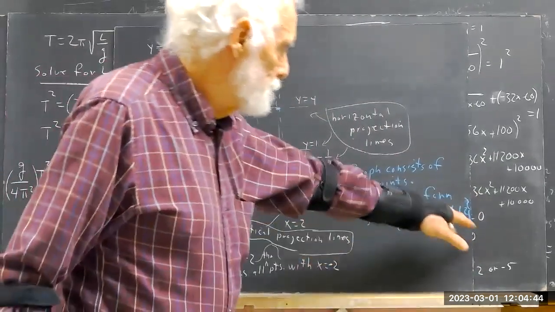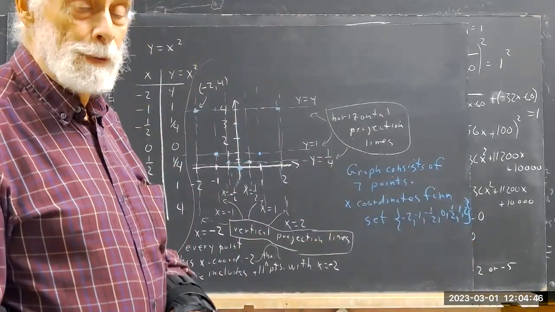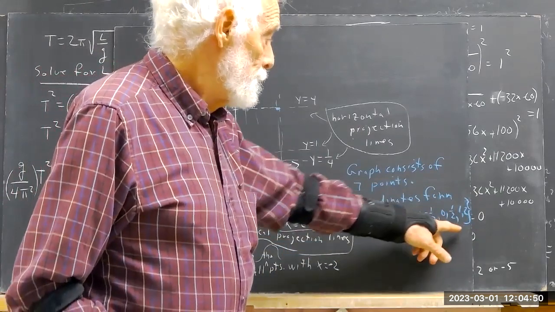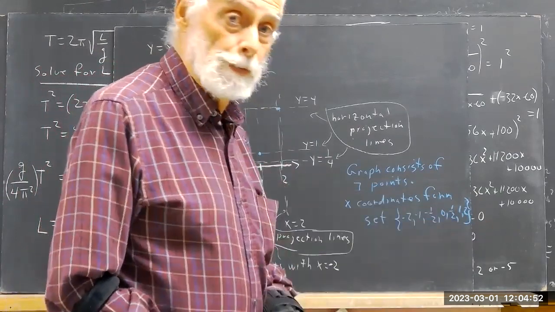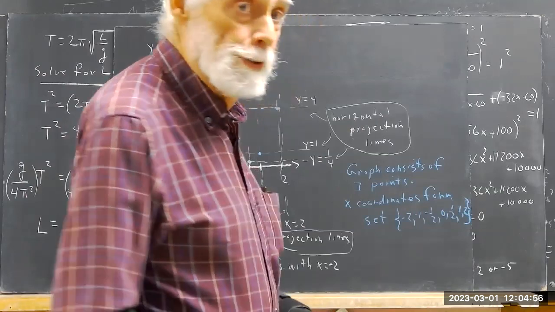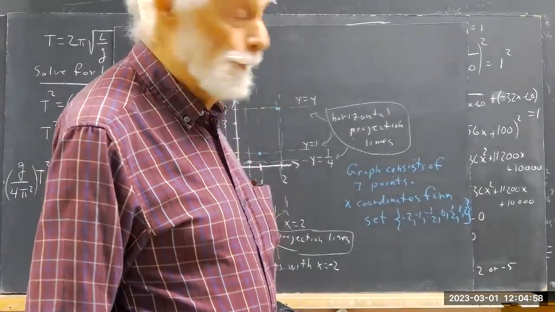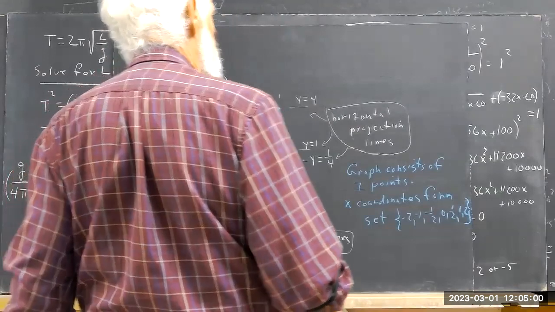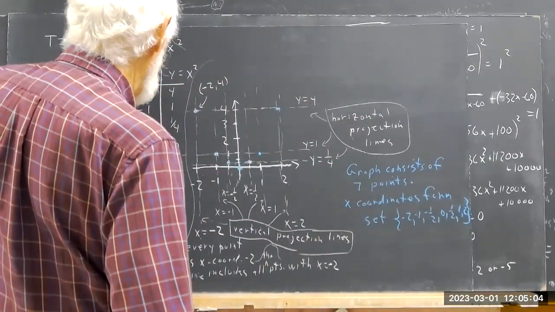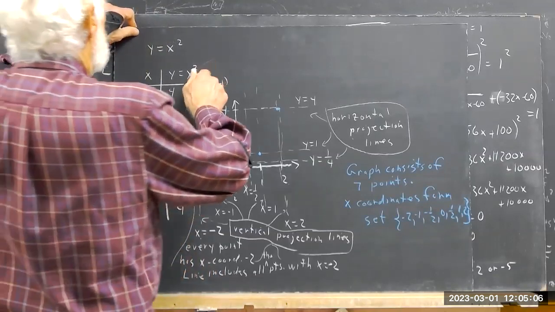Here's a little stuff at the end there. Put the x coordinate on the set: -2, -1, -1/2, and so forth, right? And we call this the domain of the function. Okay, so let's give this thing a name. Y equals x squared.